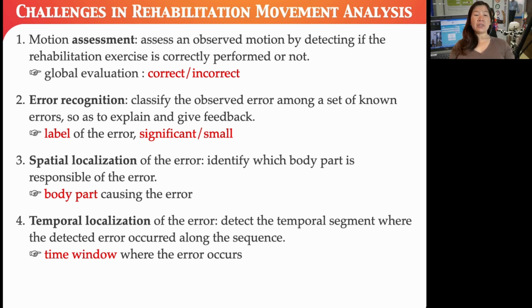The third challenge is spatial localization of the error. We need to identify which body part is responsible for the error. So our data needs to identify the body part causing the error. The fourth challenge is temporal localization of the error. We need to detect the temporal segment where the detected error occurred along the sequence. Thus, each recording needs to indicate which time window the error occurred.